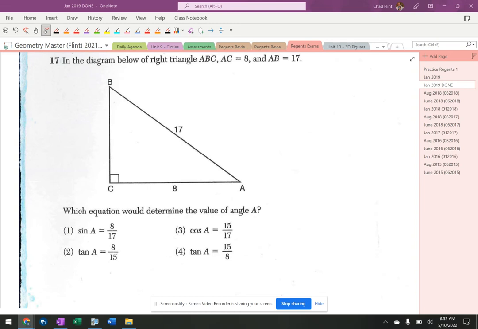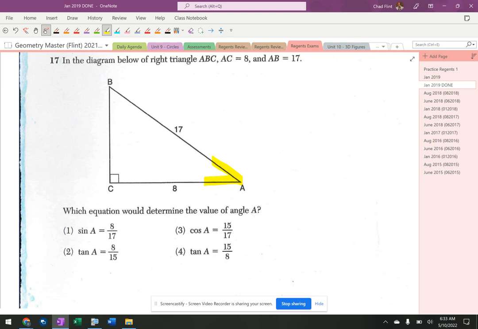A very straightforward question here with a right triangle. The only thing that is a little bit goofy is that it doesn't give you all three sides. But hopefully we can use the Pythagorean theorem to get the third side. I'm going to look at the rest of the question and see. It wants to talk about angle A.